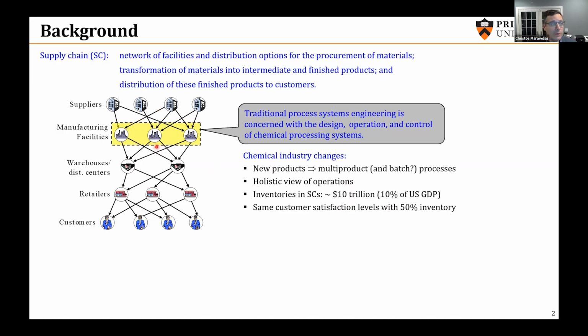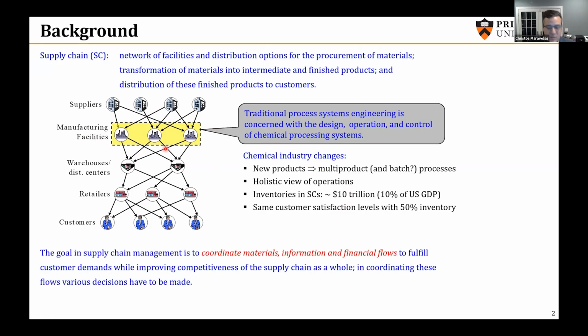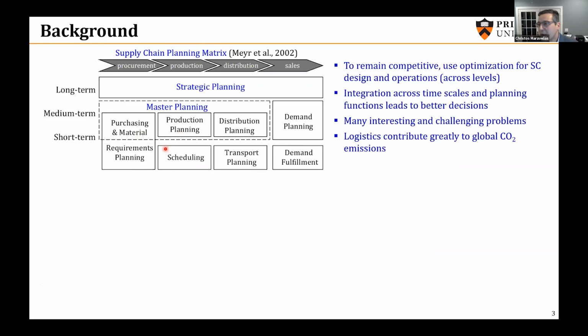So really, process systems engineering, from addressing problems in this yellow layer, started addressing problems in all the layers. And the goal of these problems is to coordinate and optimize the flows in this network. How do we do that? Well, there are a number of areas that we can look into, and a number of different problems. These problems have traditionally been classified in terms of business functions. The four functions are procurement, production, distribution, and sales, and then time scale.